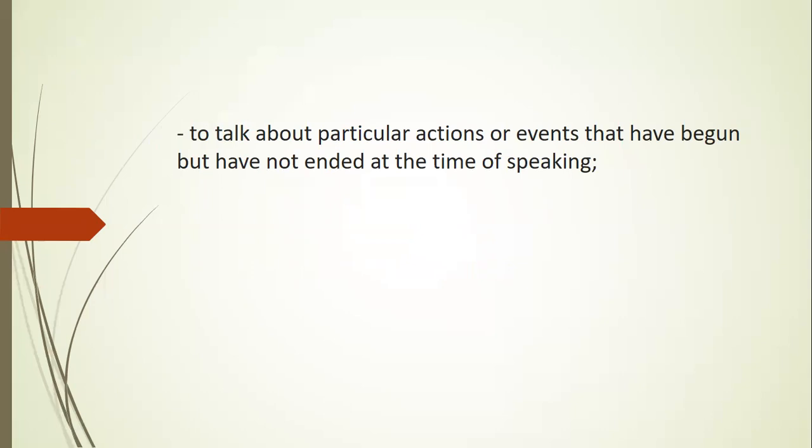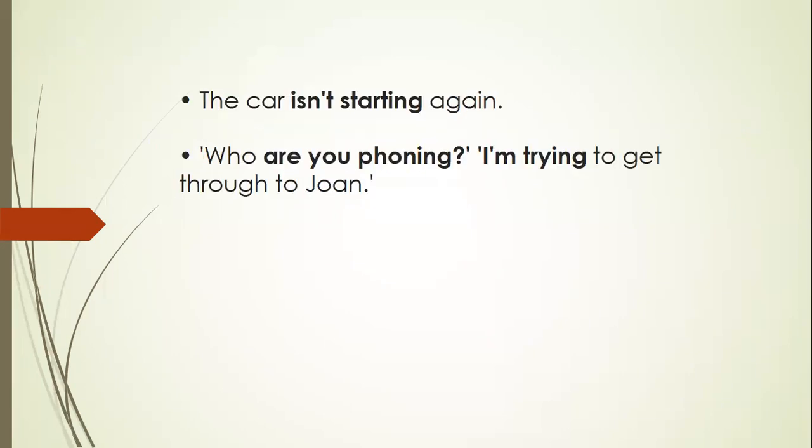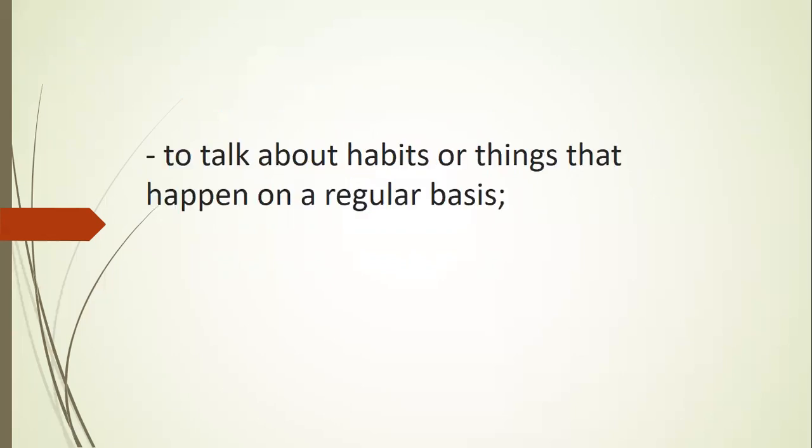Next usage, to talk about particular actions or events that have begun but have not ended at the time of speaking. What kind of tense is necessary here? Yes, present continuous tense. The car is not starting again. Who are you phoning? I am trying to get through to John. In all of these sentences, we are describing the action or situation which is continuing at the time of speech.